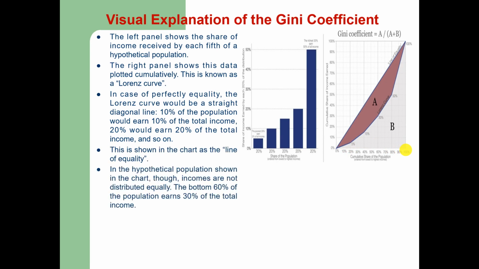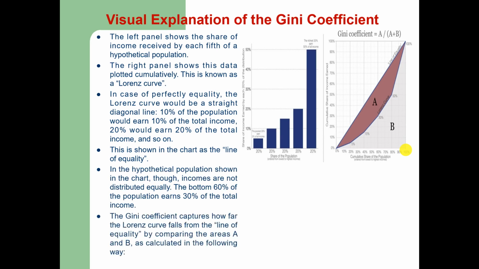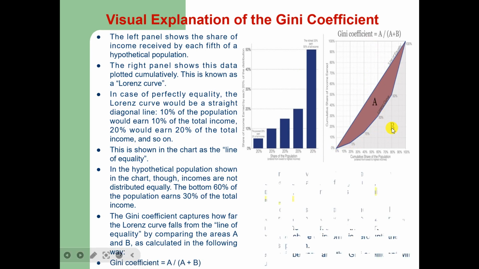In the hypothetical population shown in the chart, as incomes are not distributed equally, the bottom 60% of the population earns 30% of the total income. The Gini coefficient captures how far the Lorenz curve falls from the line of equality by comparing the areas A and B, calculated in the following way. The Gini coefficient is equal to the area A divided by A plus B.